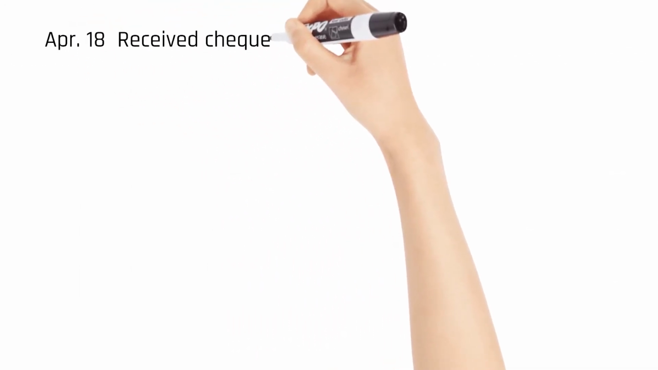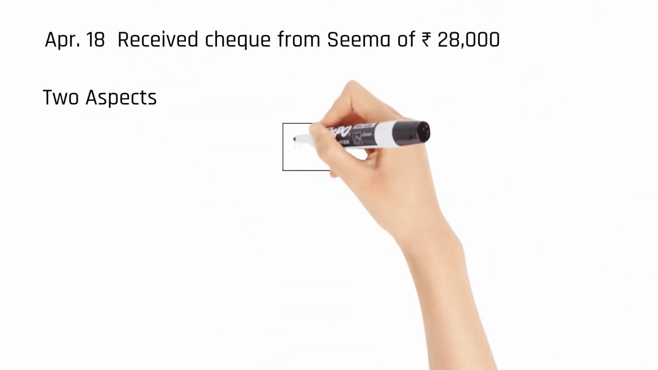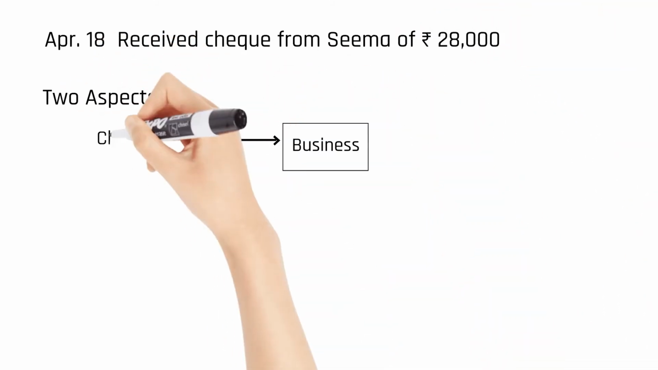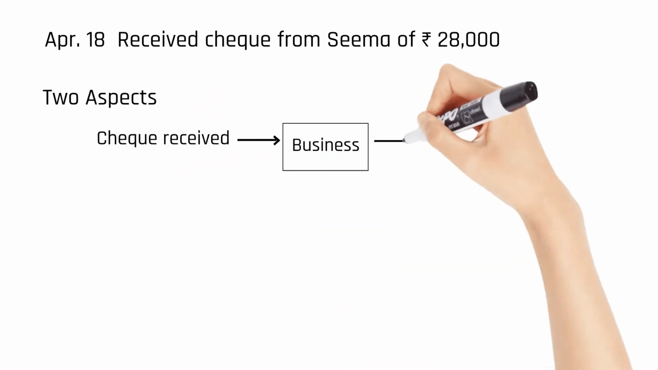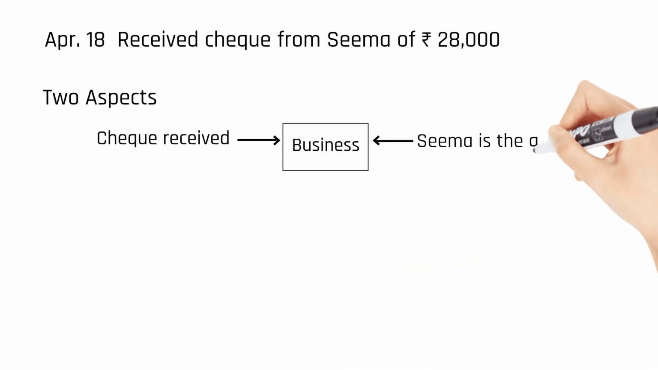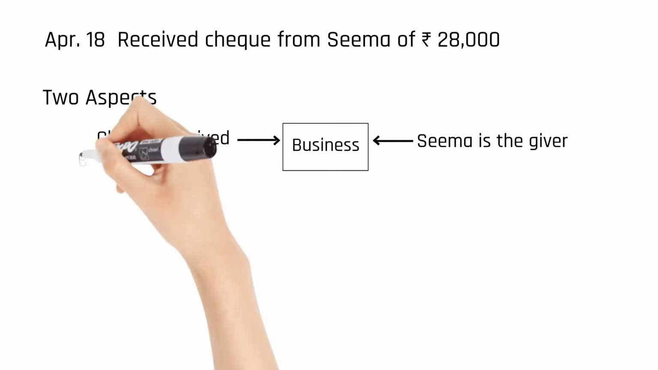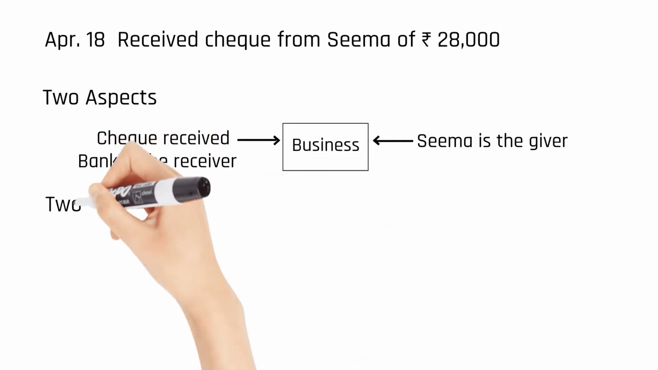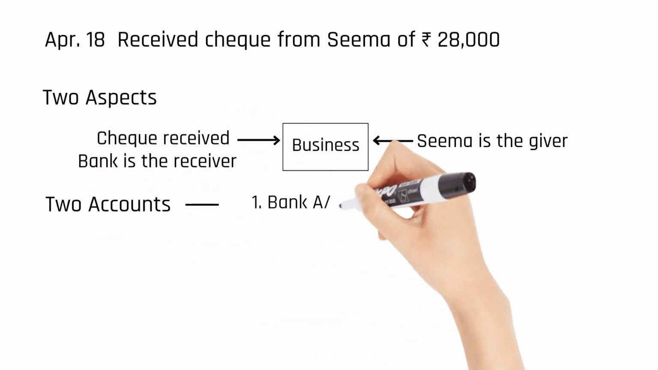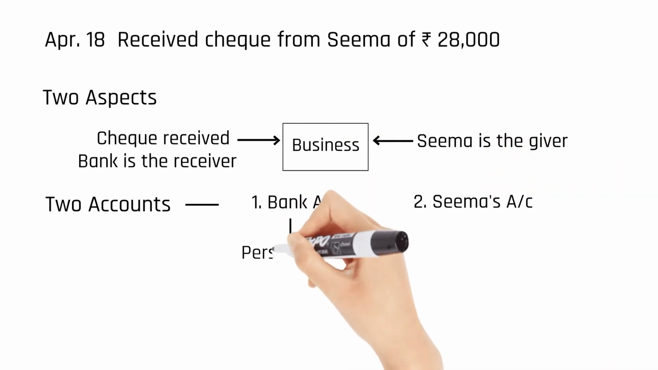On April 18, received a check from SEMA of Rs 28,000. So two aspects here: a check is received and SEMA is the giver. So payment is received but via check, and the check is deposited into the bank. So the two accounts affected here are the bank account and SEMA's account. Both accounts are personal accounts.